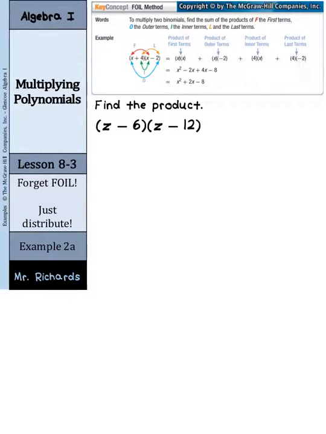So, you know what? I'm going to be bold here. Forget about the FOIL method. Just learn how to distribute. Forget about the special rule here, and let's just focus on distributing.